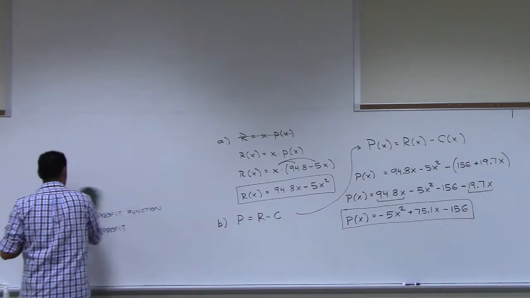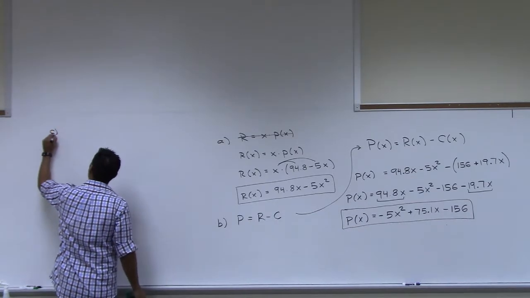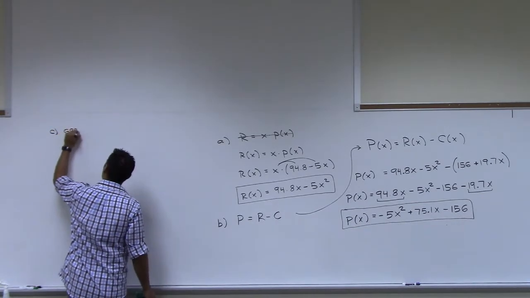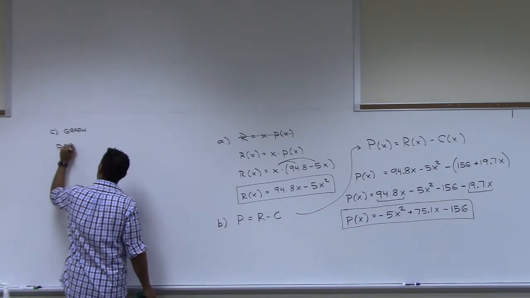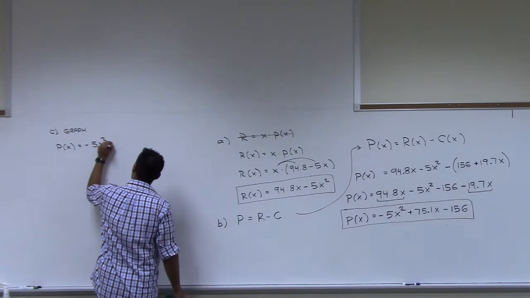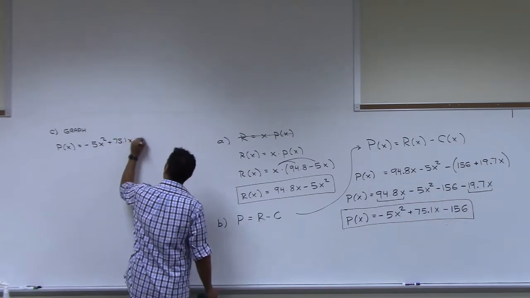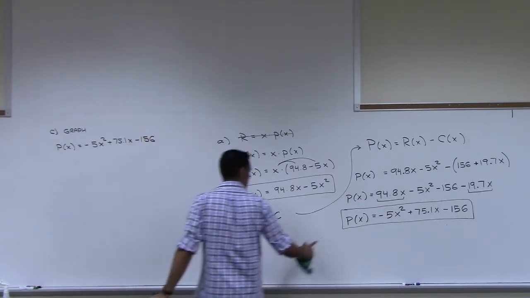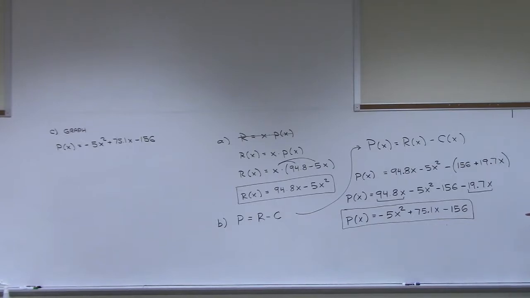Part C. Graph. I'm going to write the function here. P of x equals negative 5x squared, just rewriting it, plus 75.1x, and then minus 156. Make sure I copied it down right, because I've already made a mistake today. I think I've got it. Now we go graph this.